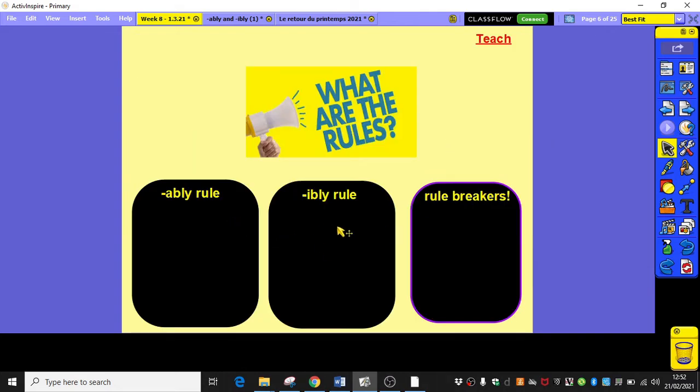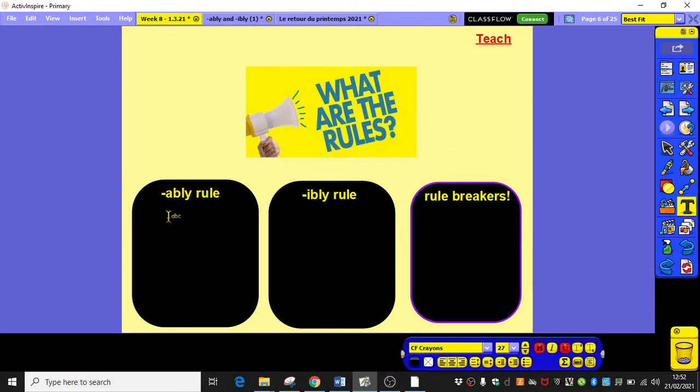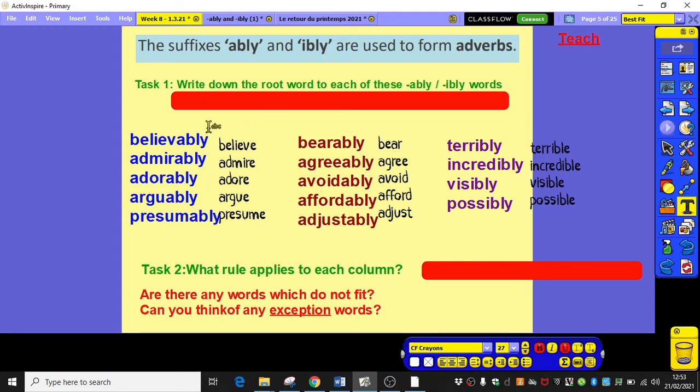What are the rules? What ably rules can we find from having read that? I'm going to have to change my font colour, otherwise you're not going to see what I'm writing. Let's go to white. Okay, so ably rules. Let's go back to these ably words. What's happened here with these ably words? With believe, before we've added the ably, what have we done? We've taken off the E. So when it ends in an E, we have to take off the E before we add the ably. Again, admire ends in an E, so we drop the E and then we add the ably. Okay, and so on and so forth.